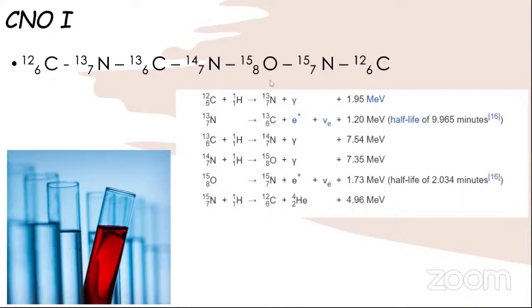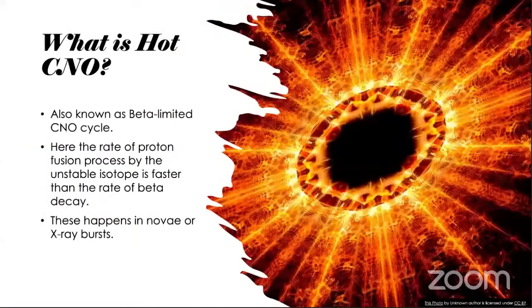The reaction I have already explained to you in the earlier PPT. Carbon plus a proton gives nitrogen, which undergoes beta decay and gives carbon plus a positron plus an electron neutrino and some energy. This carbon captures one proton and gives nitrogen plus gamma plus energy. These are the energies that they have calculated. And the nitrogen plus a proton fuse together and give oxygen plus gamma plus energy. This oxygen is very unstable and undergoes beta decay and gives nitrogen plus one positron plus a neutrino and energy. This nitrogen plus a proton gives carbon-12 plus one alpha particle and some energy.